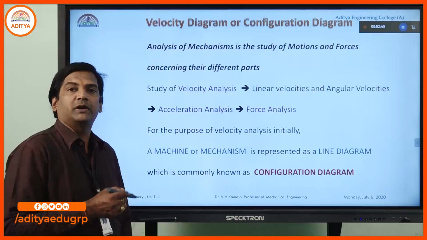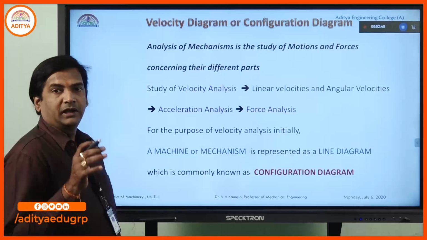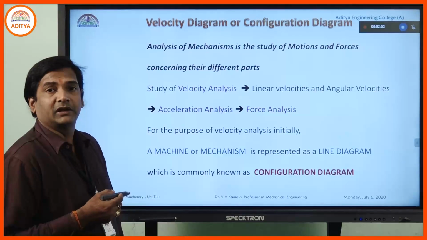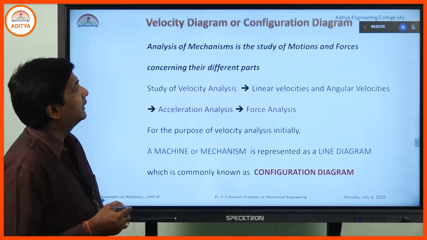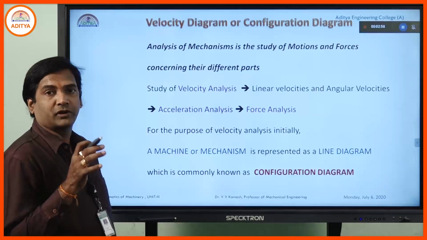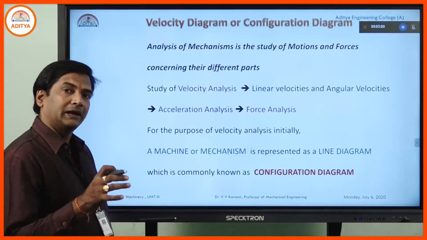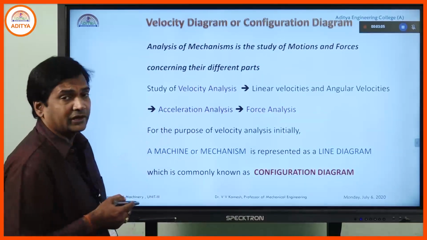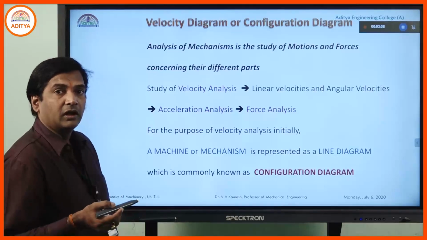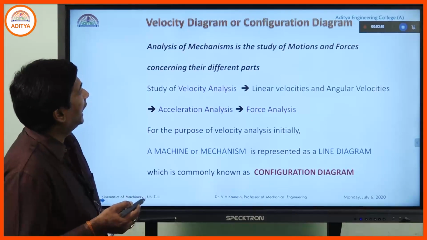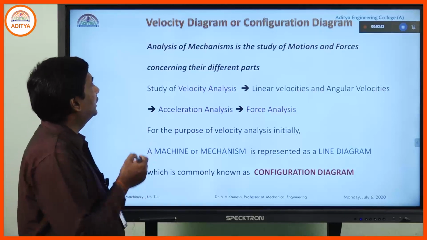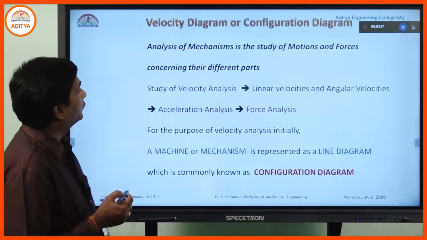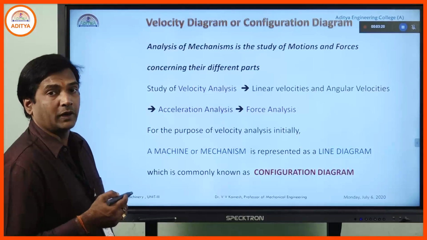Now, this is the fundamental thing of constructing a velocity diagram. So, in general, the velocity diagram is also called configuration diagram, because of the composition of the different links and different joints with the different angles and lengths, that is the configuration. That is why the velocity diagram we will construct is also called configuration diagram. And in this, what we learned, analysis of mechanisms is the study of motion and force concerning their different parts.